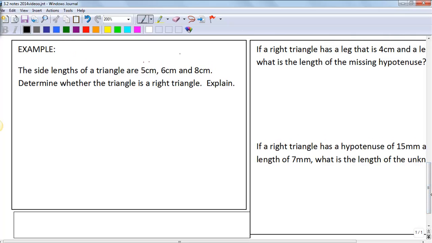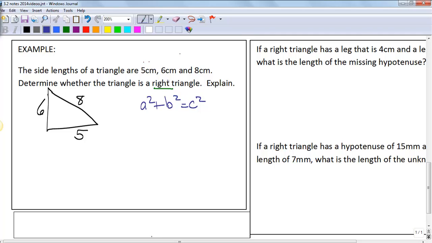So, here we go. Side lengths of a triangle. 5, 6, 8. I want to know, is this 90 degrees? Who knows, right? Kind of looks like it. I drew it to look like 90 degrees, but I need to know that I'm absolutely right. Is it a 90-degree angle? Is it a right triangle? So, if this formula works, A squared plus B squared equals C squared, that'll mean it's a right angle triangle. If it doesn't work, it's not.